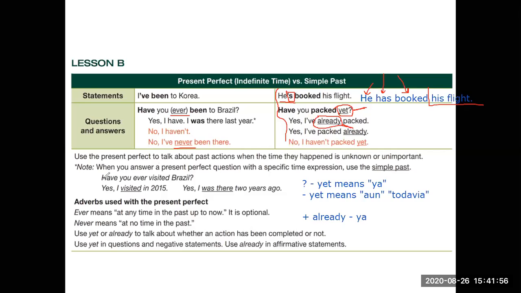And here in the rules, the same as I explained, have you ever visited Brazil? Yes, I visited, simple past, because I am mentioning when I went. So it is specific. We have to use simple past. Yes, I was there 2 years ago, because it's specific also. The question is in present perfect, but the answer is in simple past, because they say when they went to that place. Understand? Do you have any question? No.